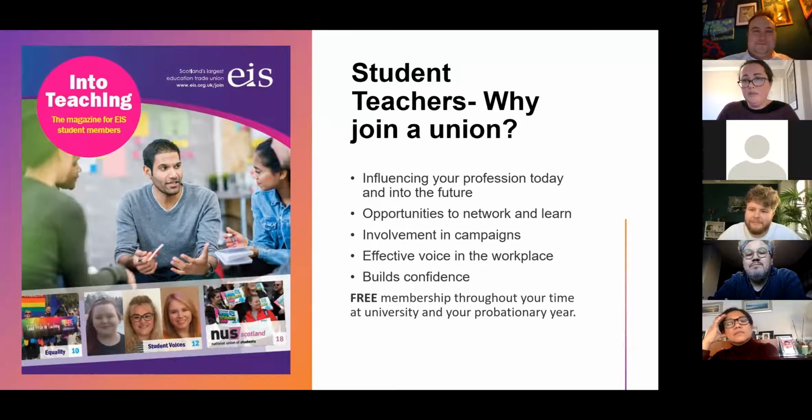Why join a union? Your influence in your profession now, in the future. You've got opportunities to network and learn. We've got a lot of professional learning opportunities which you have access to as a student. Get involved in our campaigns, be an effective voice in the workplace now, and build up the skills to do that in the future.